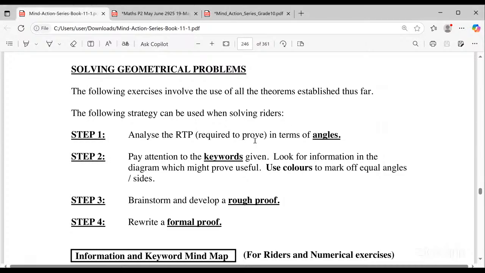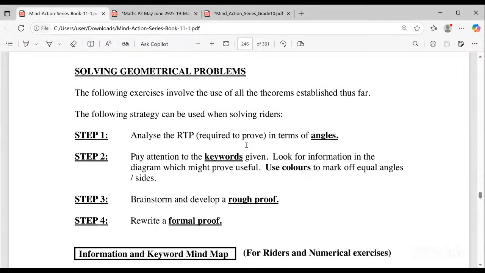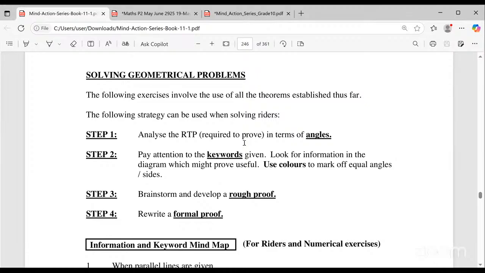Okay. They are saying here, solving geometrical problems. The following exercises involve the use of all the theorems established thus far. So in the steps that we are going to do, we are going to include every theorem that we did, whether it's the tan chord theorem, the first theorem, angle at the center is 2 times angle at the circumference, or cyclic quadrilateral properties, or angles in the same segment. Every theorem that we are going to do here.